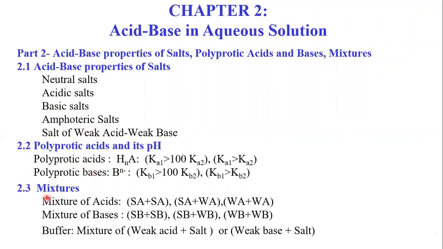And in part 2, we're going to start off with mixtures. First, mixtures of acids, then mixtures of bases, and then a specific type of mixture forming a buffer, which is a mixture of a weak acid and a salt, or a weak base and a salt. That's the outline for part 2, which will take around 4 recordings or so with the problem sets.